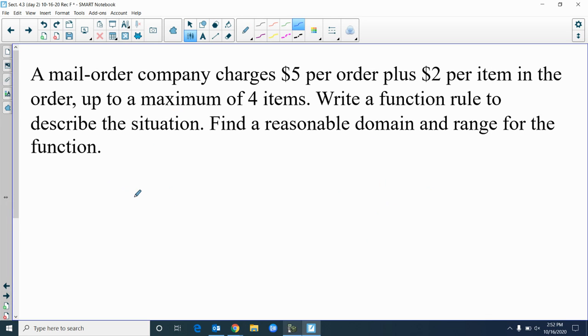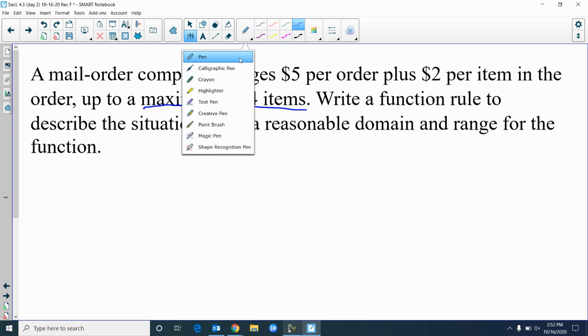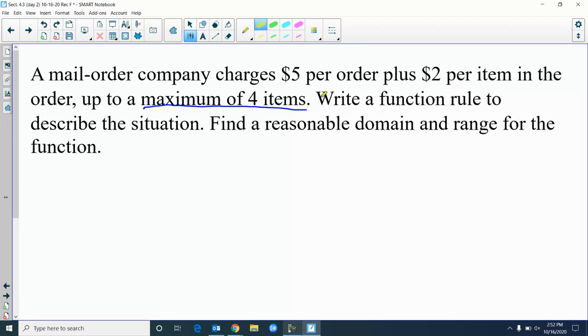Now this one isn't on your guided notes, but you should have room on the bottom. Okay, pay attention here on how to answer a question. It looks like this. A mail order company charges $5 per order, plus $2 per item in the order, up to a maximum of 4 items. That's the most we can order. Write a function rule to describe the situation, and then find a reasonable domain and range. I'll explain as we go further for the function.